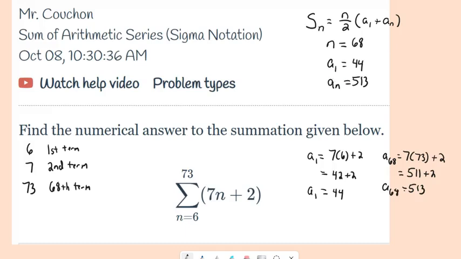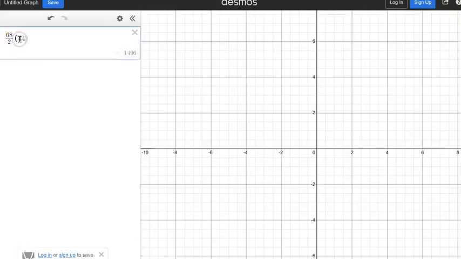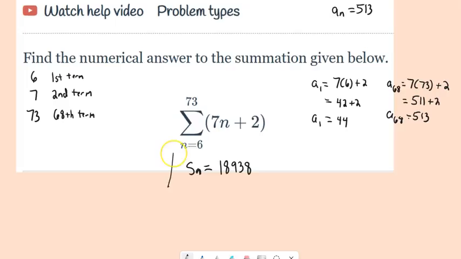All right, so now all we have to do is 68 divided by 2 times 44 plus 513. Okay, 44 plus 513. All right, it's going to be 18,938. Okay, so our sum for this is 18,938.